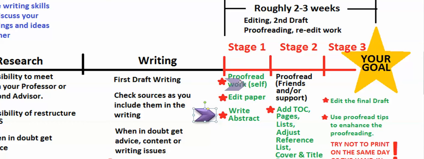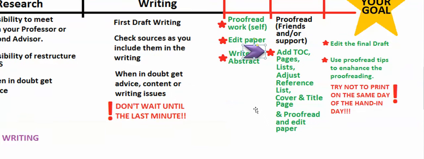In the second stage, you give your second draft. Do not give your first draft to your friend or to me, because then I can't help you when you have issues with content and everything. You should already have proofread it. Spelling, grammar, everything should be done by you. In the second draft, friends can help you. I can help you.